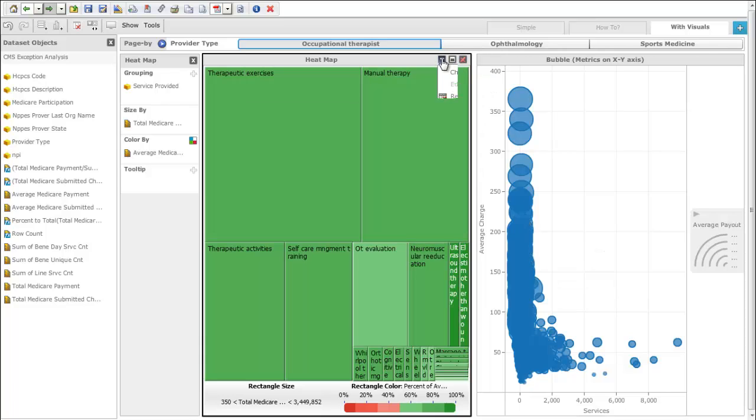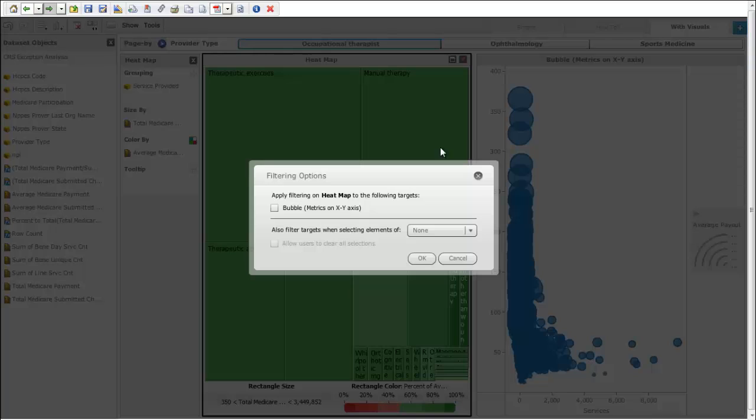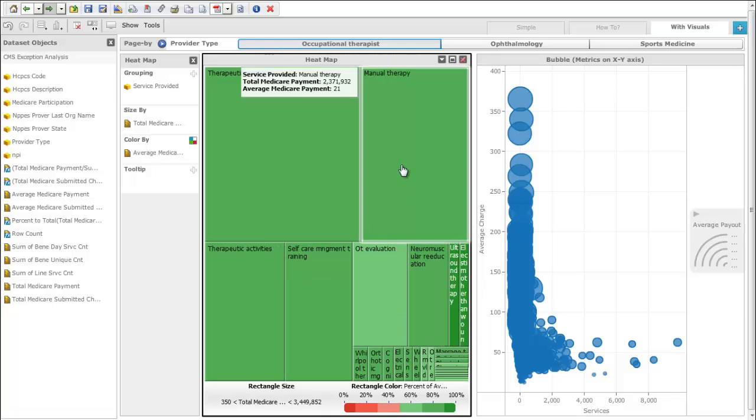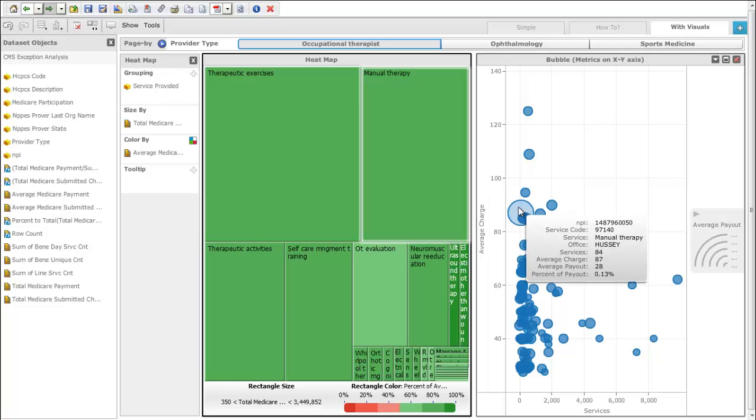But when I choose to use one visualization to filter the other, similar to before, I can drill from the higher level breakdown of spend on certain services, like ranibizumab injections, to the offices and accounts directly responsible for it.